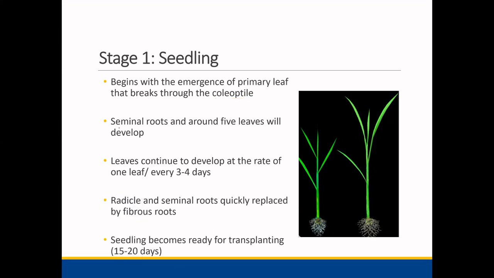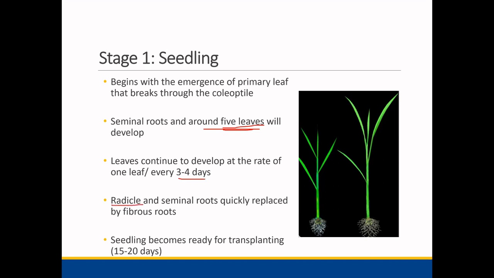Initially we will have the seminal roots, and around 5 leaves will develop. These leaves continue to develop at the rate of usually one leaf every 3 to 4 days. That's how the seedling stage produces leaves. So you can imagine, if they want to produce 5 leaves, it takes about 2 weeks or maybe 20 days. That's the normal duration for a seedling stage.